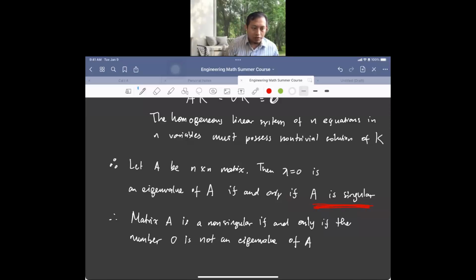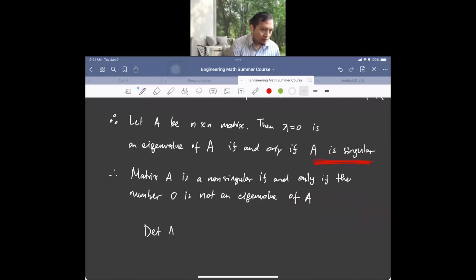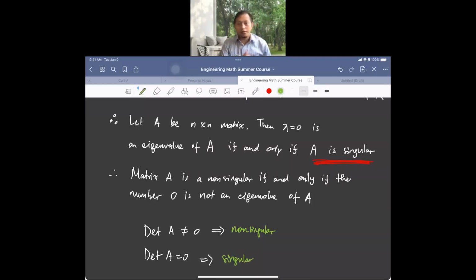So how do we find whether it is singular or non-singular? We find it through the determinant. If the determinant is not 0, then we call this non-singular. When determinant A is 0, it's singular. Remember at the beginning of our definition of eigenvalues and eigenvectors, we need to make sure that the determinant is equal to 0. It should be singular, so that we can compute. Okay.